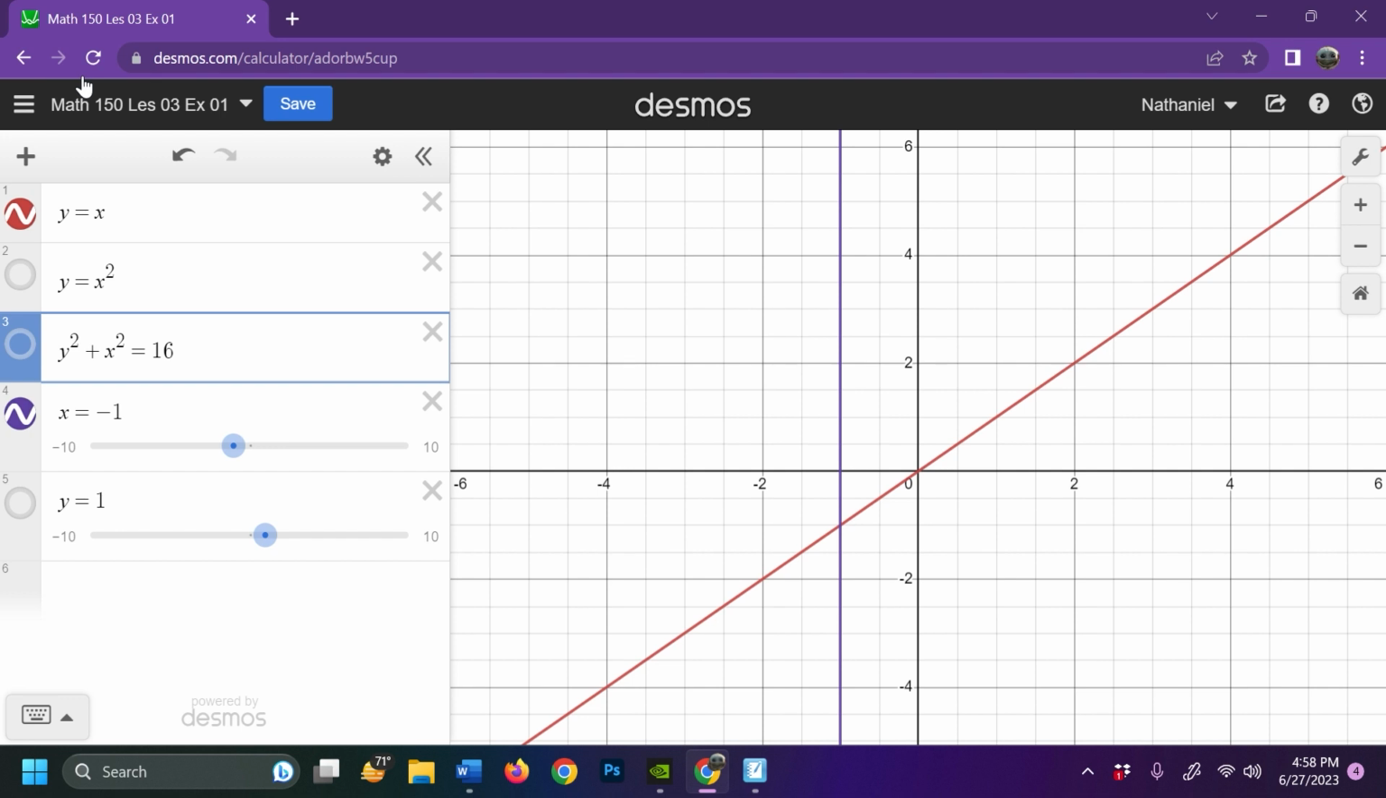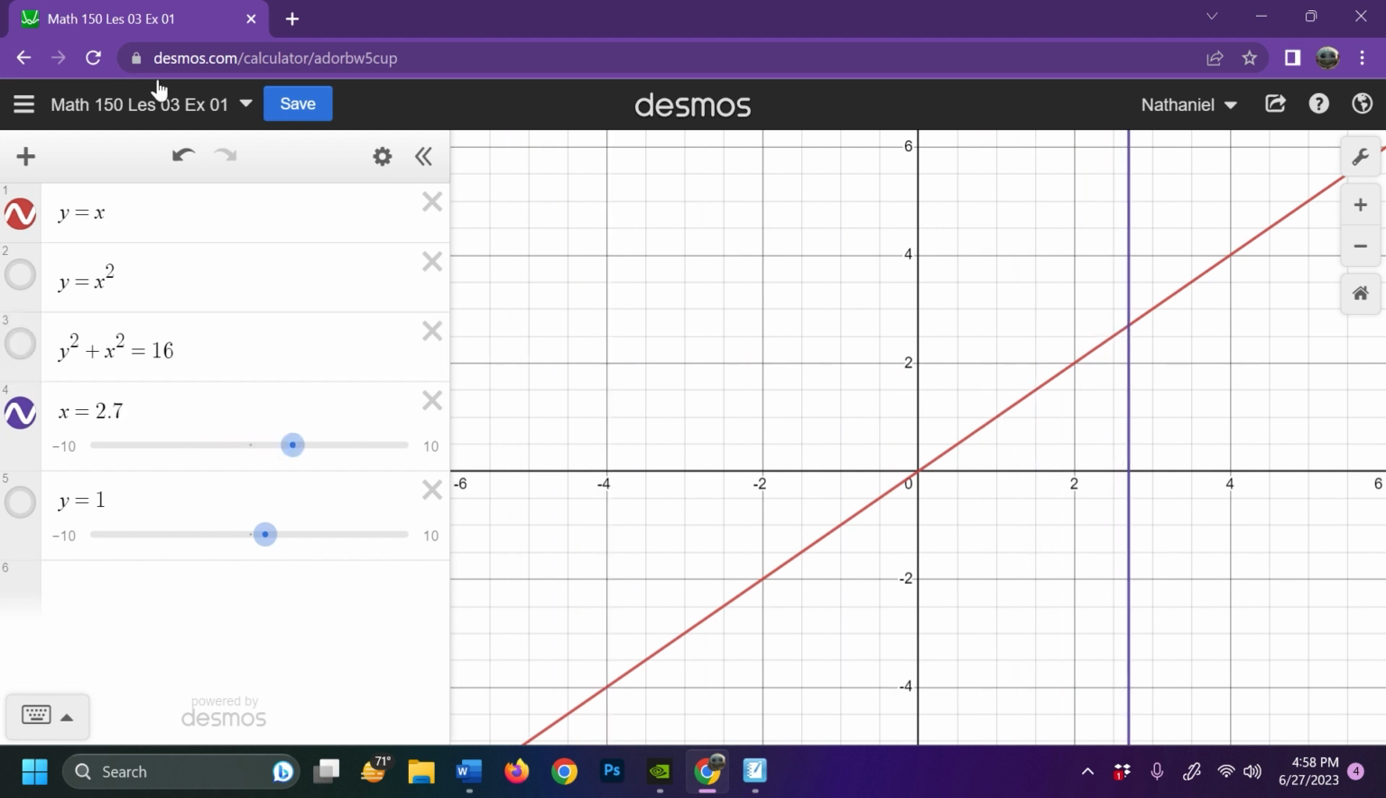Here, I start with y is equal to just x, and that's that red line that I have right there. For a relation to be a function, it must pass a vertical line test. And so I have this vertical purple line, and if I move it back and forth, that vertical purple line never crosses the red line more than one time. So since it passes this vertical line test, we know that y equals x, the red line, is a function.